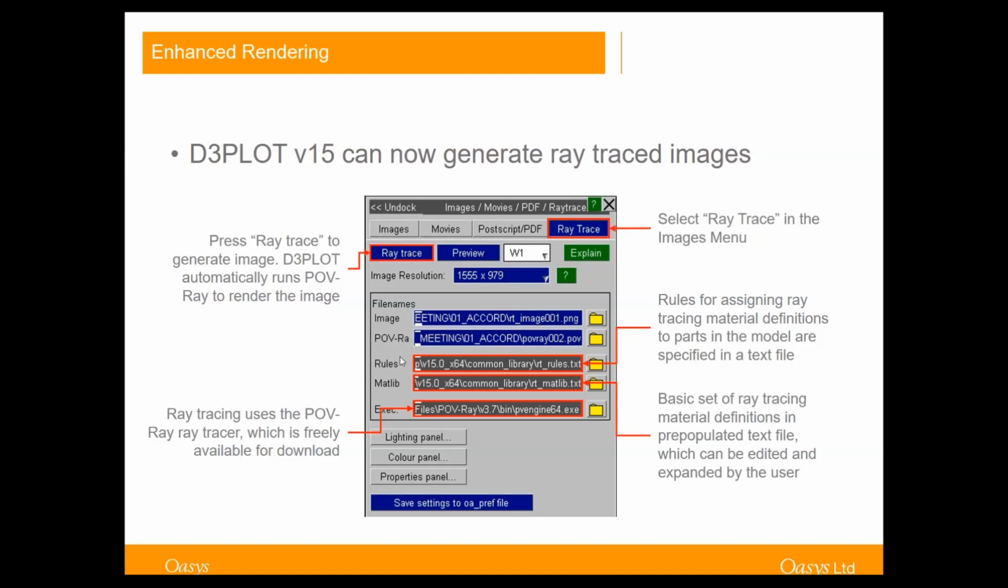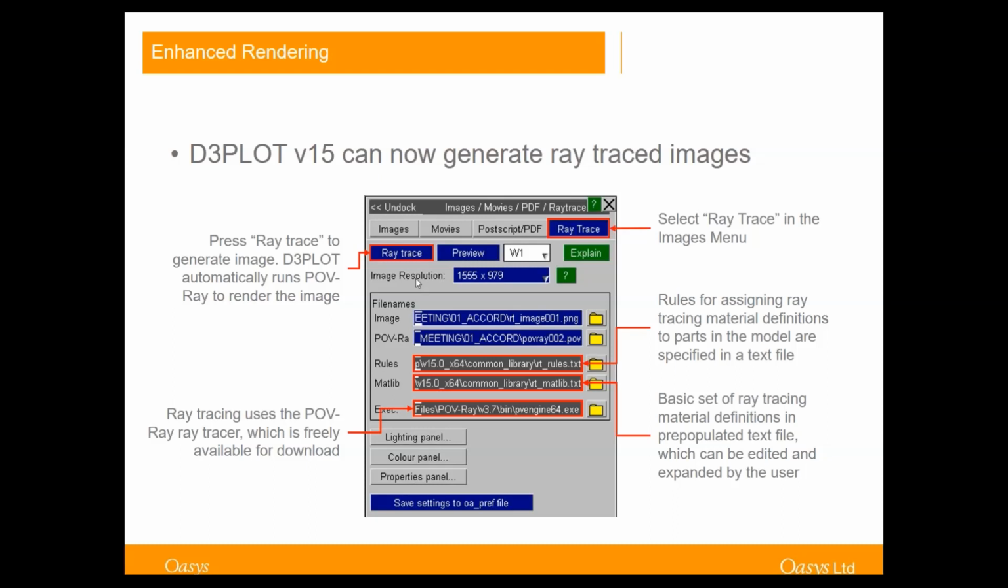And then it's also necessary to provide some rules to D3PLOT for assigning the ray tracing material properties to the parts in your model. So these rules are quite flexible, and there's a syntax for writing them, which is defined, and you can look in the manual to understand how to do that. So once you've set this input data, then you are ready to press the ray trace button.